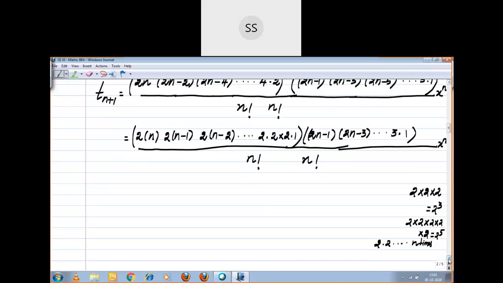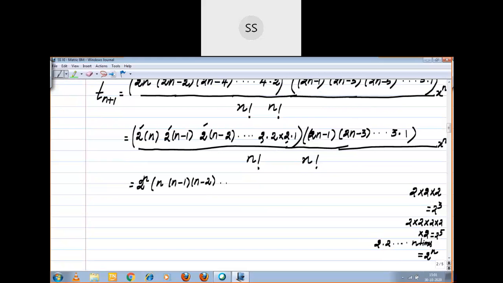The same way, 2 into 2, etc. up to n times means, what can you write here? 2 to the power n. Right. 2 to the power n. Have you all understood, children? If 5 times means 2 to the power 5, if n times means what? 2 to the power n.